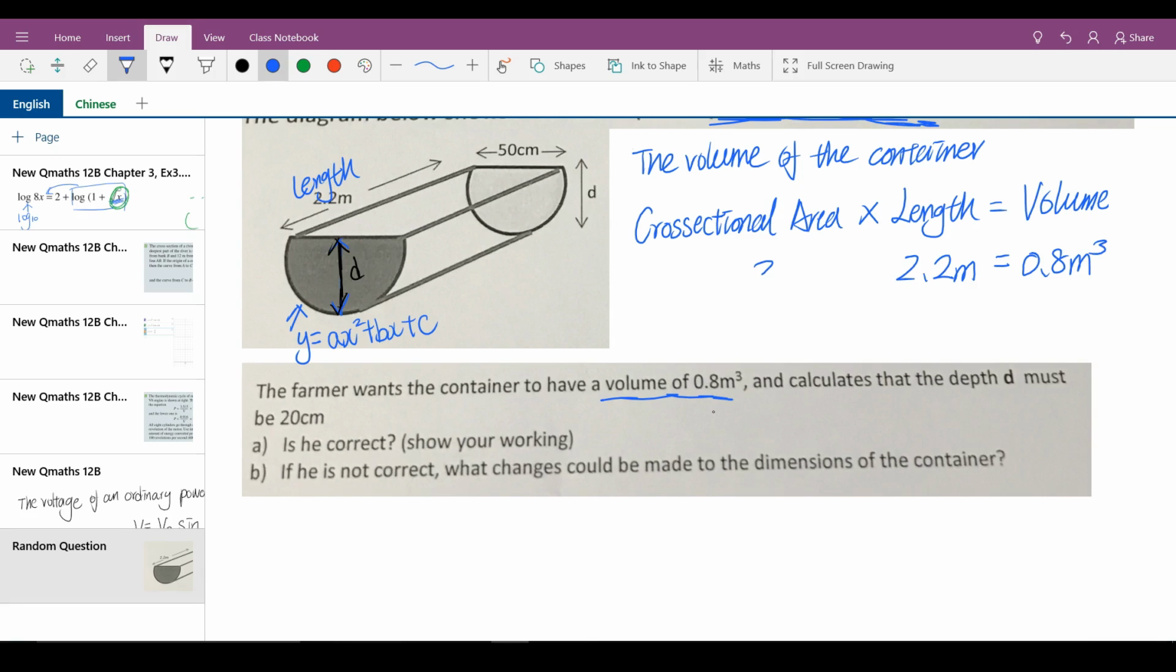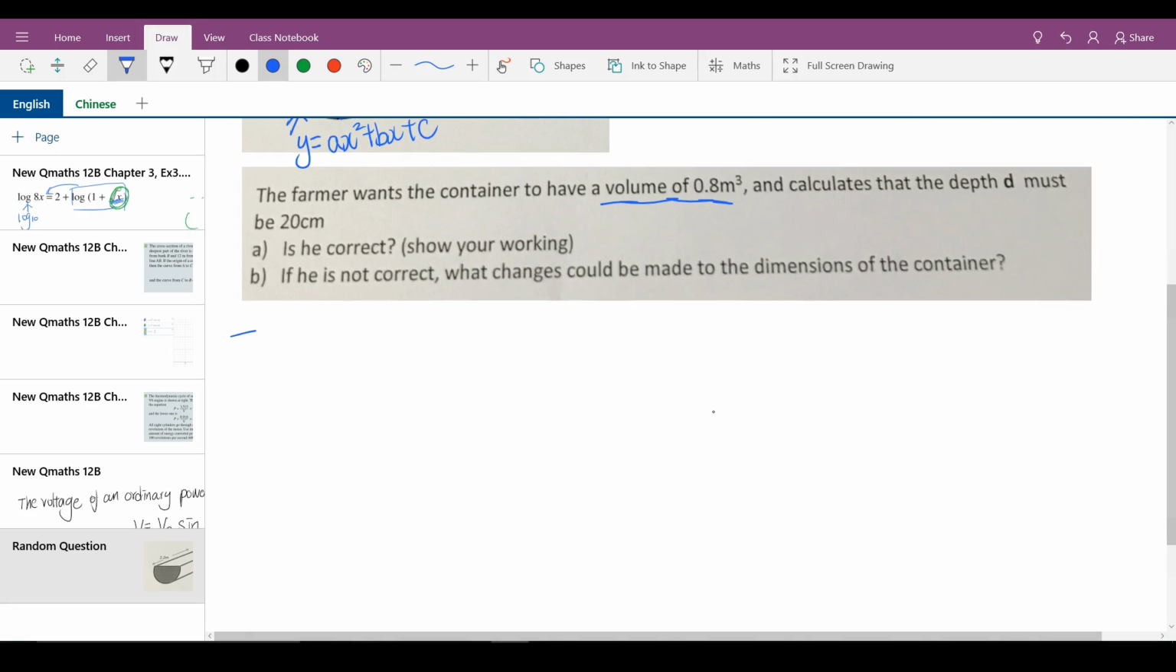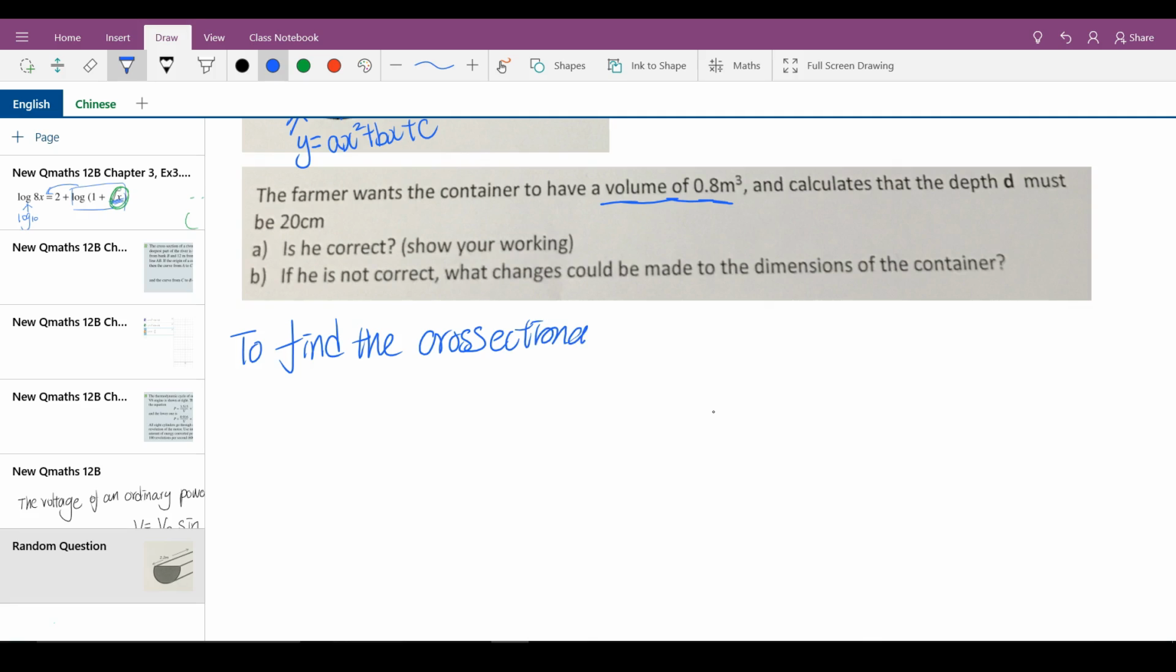But we don't know the cross-sectional area. But we can find it out, right? Now, to find out the cross-sectional area, we need the function first. We need to find the parabolic function first.